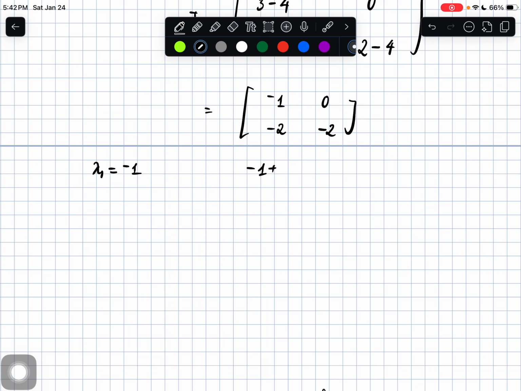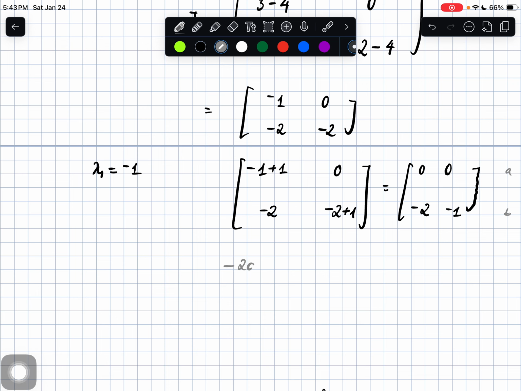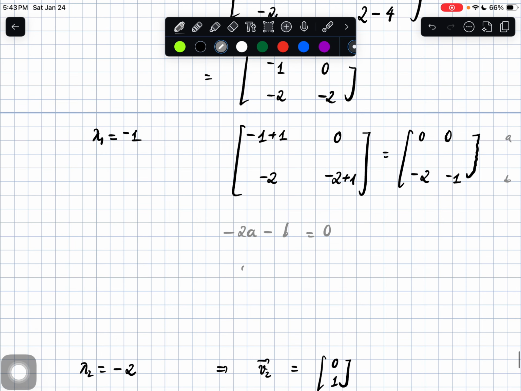Minus 1 plus 1, 0, minus 2 plus 1. So 0, 0, minus 2, minus 1. So if we multiply AB, think of this as AB here, then you have minus 2A minus B, 0. So 2A equals minus B, or B equals minus 2A.